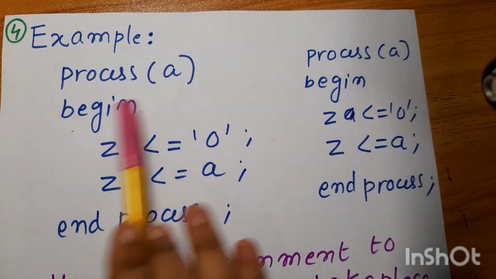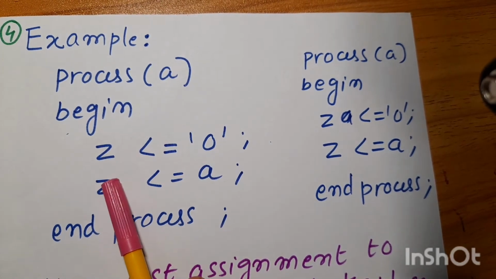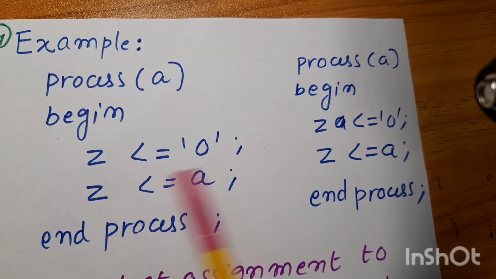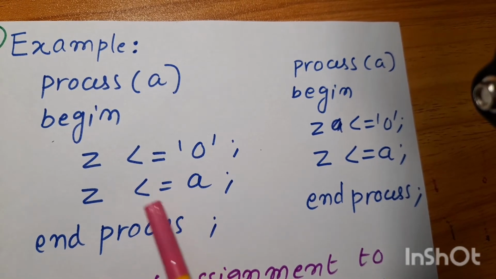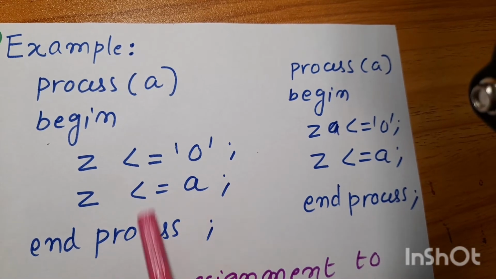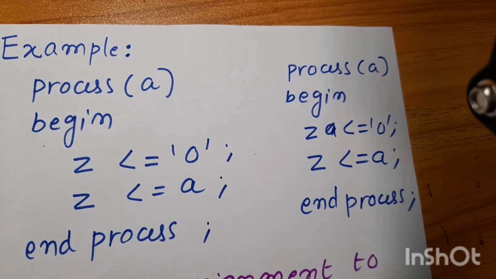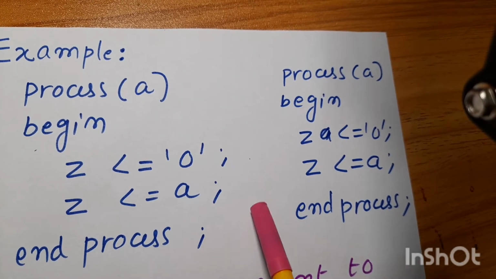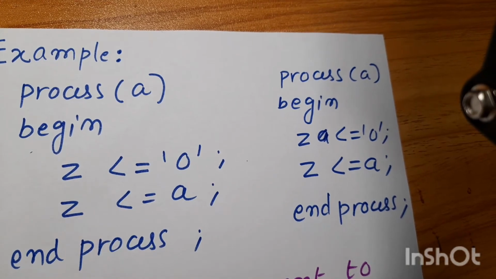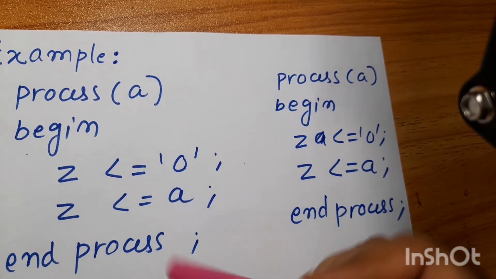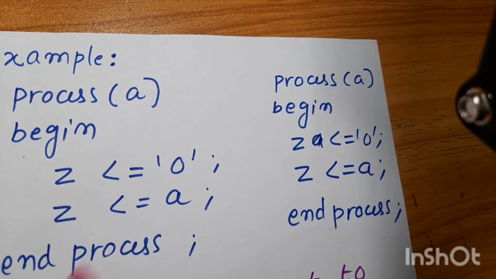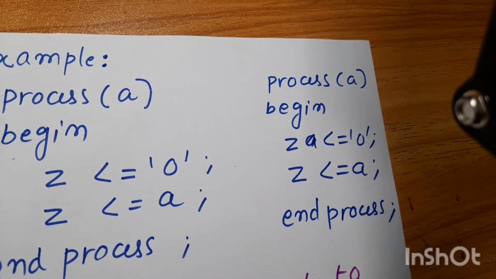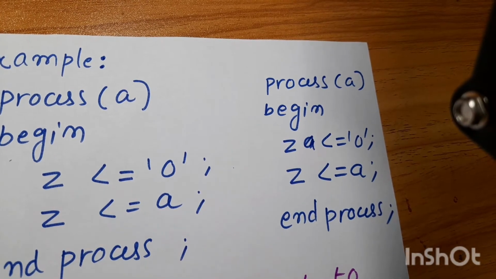So an example is shown. Process A begins. Z, sequential signal assignment operator, 0, we are assigning to Z. Then Z, assignment operator, A, I am assigning. Then end process. So here actually this value will never get assigned to Z. Z will only get the A value, because inside the process they are sequential statements. So one after the other, we are assigning to the same signal.